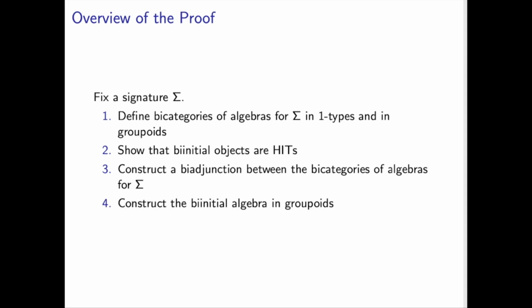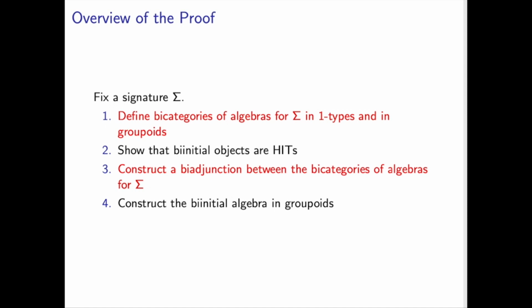Once this is in place, it suffices to construct a biinitial object in the bicategory of algebras in groupoids. This is because the left biadjoint pseudofunctor goes from algebras in groupoids to algebras in one types. The last step is analogous to how Dybjer and Moeneclaey constructed higher inductive types in the groupoid model.